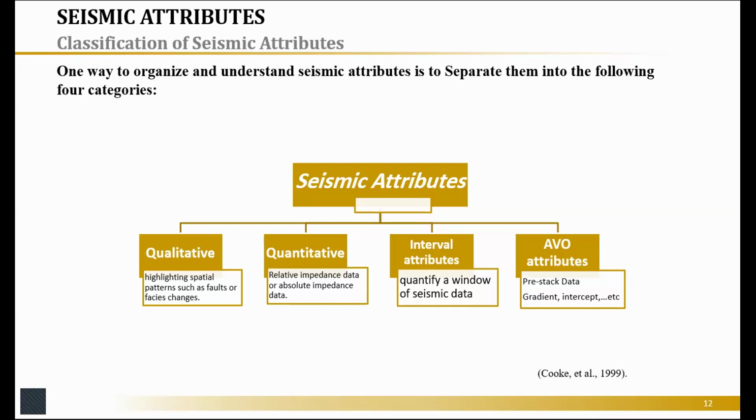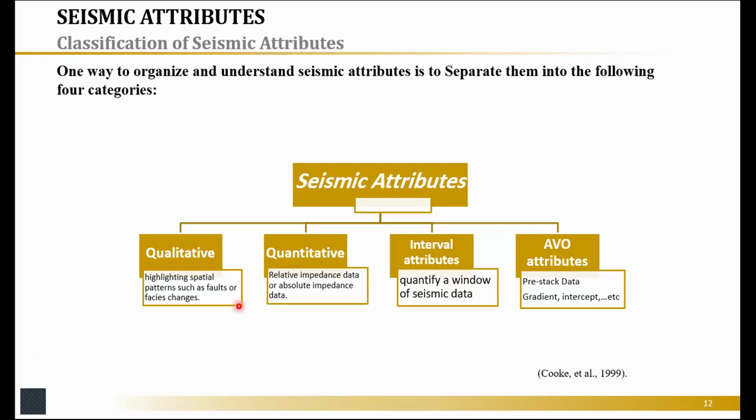The qualitative attributes, such as coherency, instantaneous phase, and instantaneous frequency, are very good to highlight some special patterns, lateral changes, like faults, phase changes. Moving to the quantitative, the simplest quantitative attribute is the amplitude. The amplitude describes the peak. Is the peak very high or is the trough very high? As an amplitude, absolute amplitude. Also the relative impedance is a quantitative attribute.